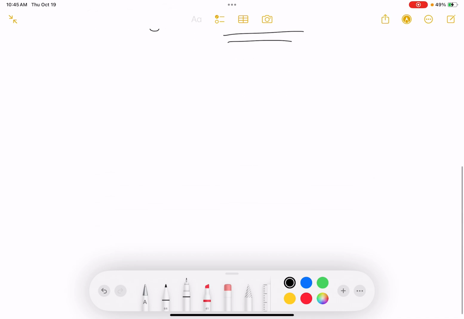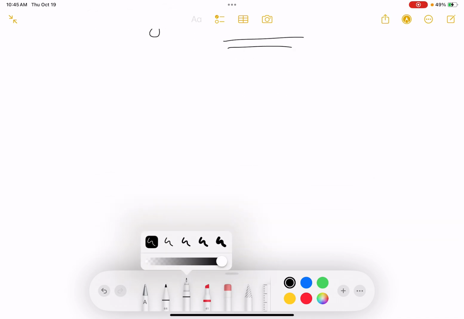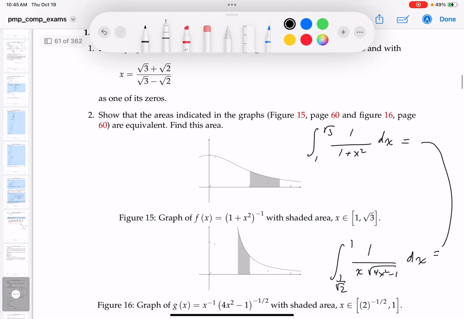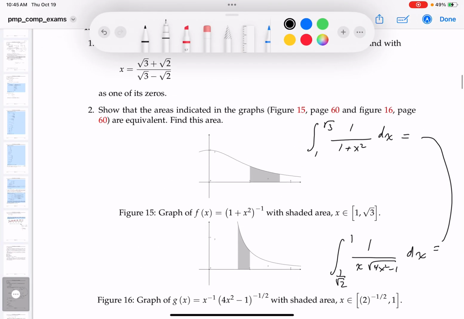And I'll write that down for you. And what is it going to be? Let's take a look at that. I think I got to go back and look at what I just said. The first one was, let's see. I'm going to look back at what I wrote down over here. I think I wrote the wrong thing down. Let me just see. 1 to root 3, 1 over 1 plus x squared. No, that doesn't look so bad. Let's see if I wrote the other one down correctly.